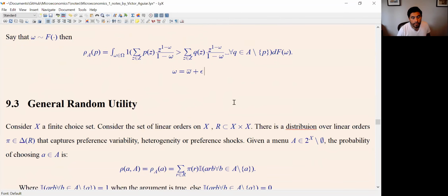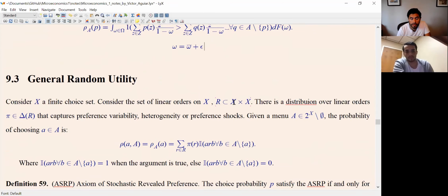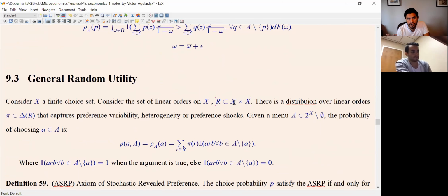So today we're going to finish with the random utility class. The general random utility model: our search is going to be for the analogue of the strong axiom of revealed preferences for stochastic choice with menu variation.